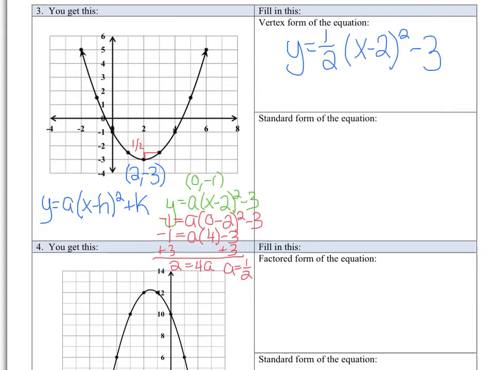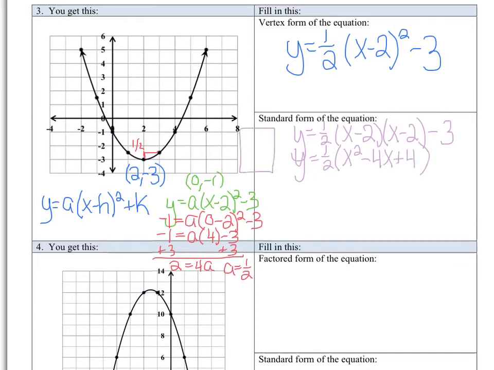Our standard form is all we have to do is multiply out our vertex form. So y equals 1/2, and this is, remember, (x minus 2) times (x minus 2) minus 3. Don't try to distribute the 1/2 inside, it won't work. So y equals 1/2. I like to do the (x minus 2) times (x minus 2) first, which is going to give me x squared minus 4x plus 4.